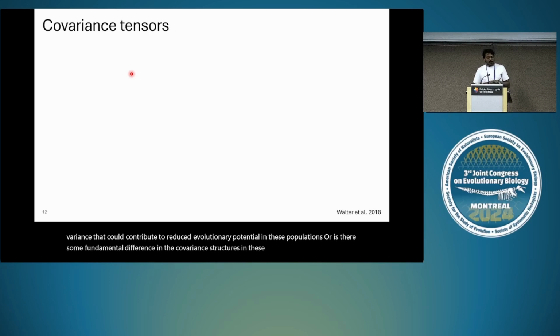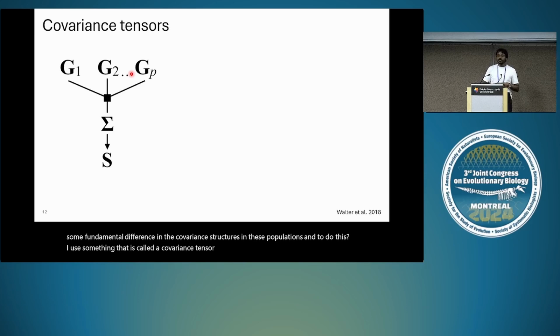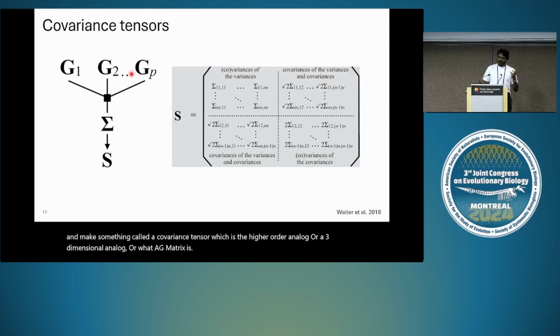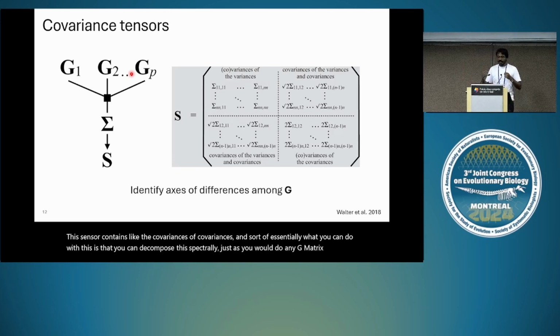And to do this, I use something called a covariance tensor analysis. Essentially, you can take all of your G matrices and bunch them up and make something called a covariance tensor, which is the higher order, or three-dimensional, analog of a G matrix. This tensor contains the covariances of covariances, and you can decompose this spectrally just as you would any G matrix, and identify the axes of differences among G matrices. So how exactly do these G matrices differ is what I answer through this.